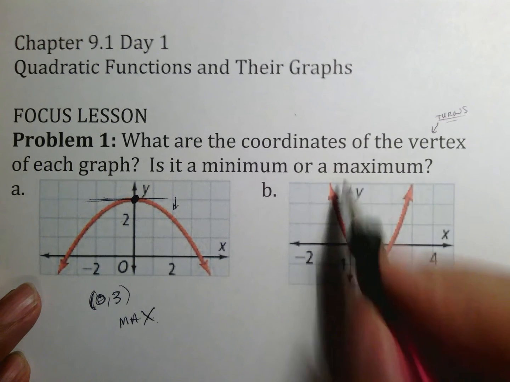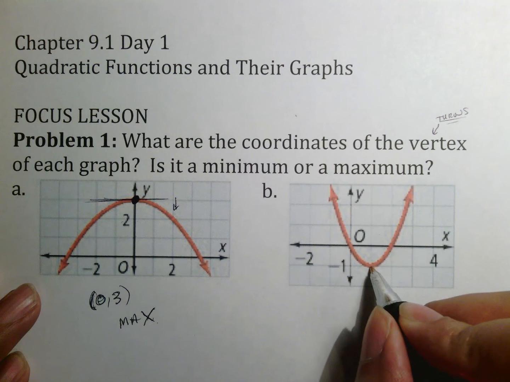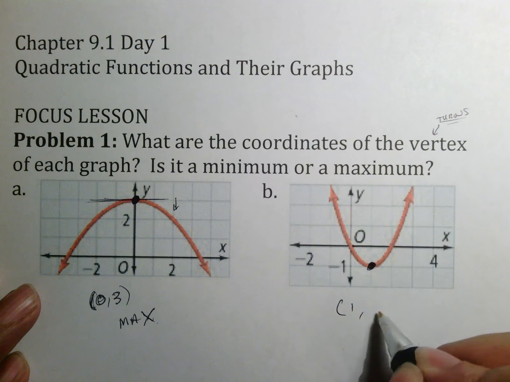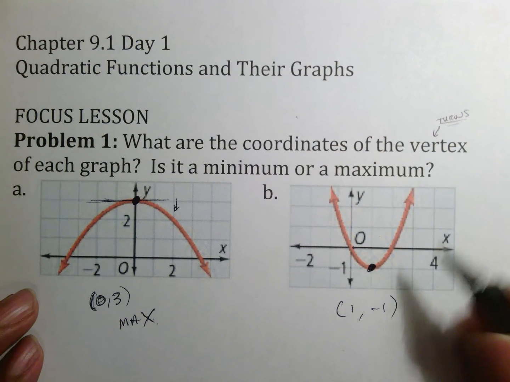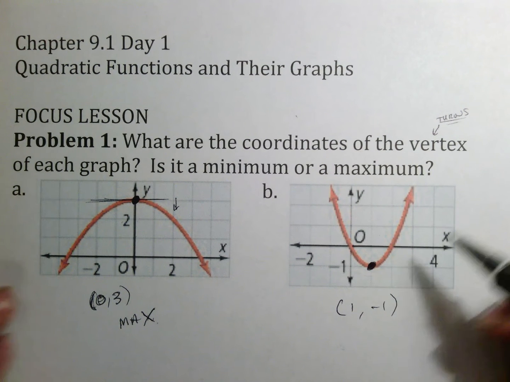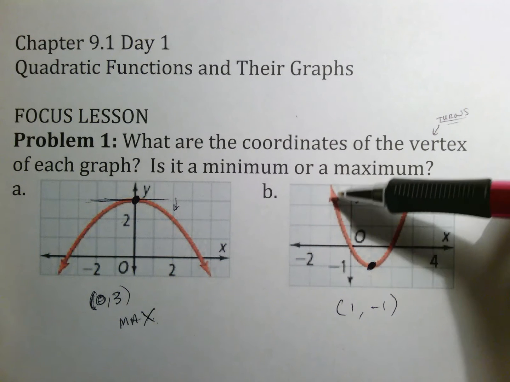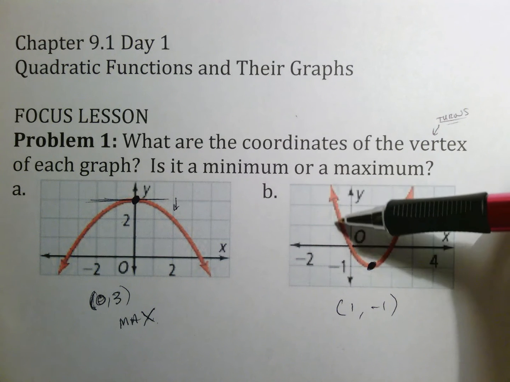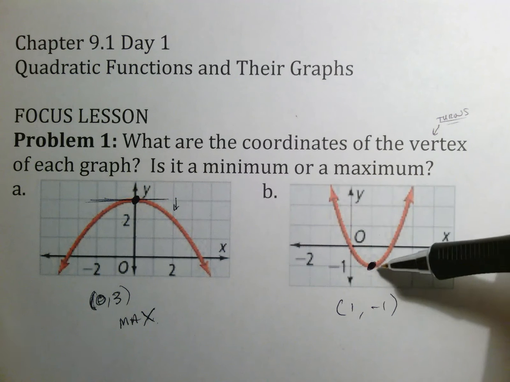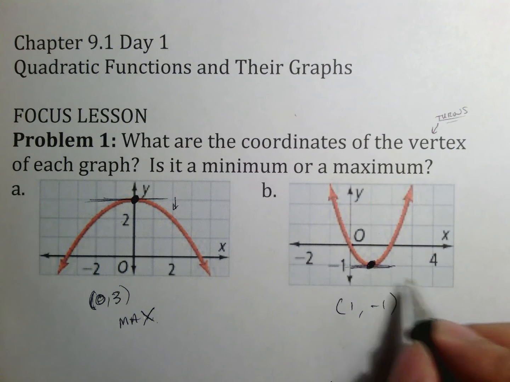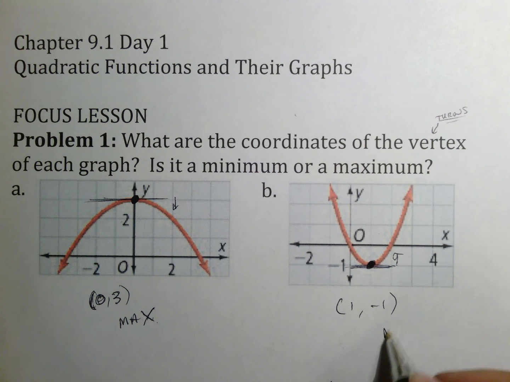Looking at the second one, if I'm trying to identify the vertex, it's right here. In terms of coordinates, the x is 1, the y is -1. I went over 1, down 1 to find my vertex. Now I have to determine if it's a minimum or a maximum. Notice in this case, it's going down, down, down, down, down. It reaches this point, and then it goes up, up, up, up. So this is a low point because everything's above it.